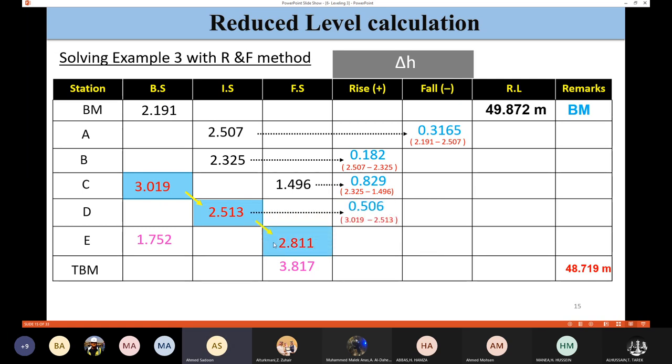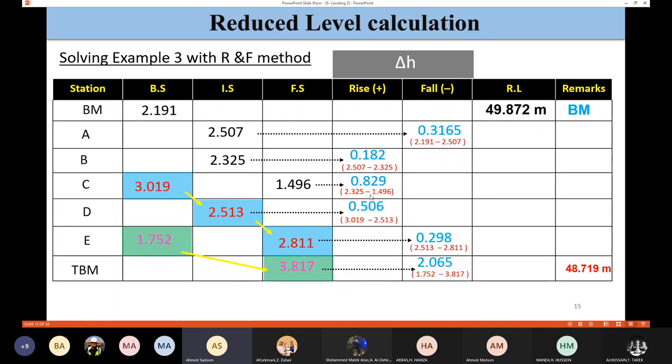Then I'm going to determine the difference between point E and point D. This one minus that one, and this one is going to be written in the fall column because the difference is negative. And now I finish from this position because here we have four sides. I'm going to start a new position. In the new position, I'm going to start with the backside. So in order to determine the difference of this point, I'm going to have the difference between the backside and the foreside. And this one is going to be registered as a fall because the difference is negative.